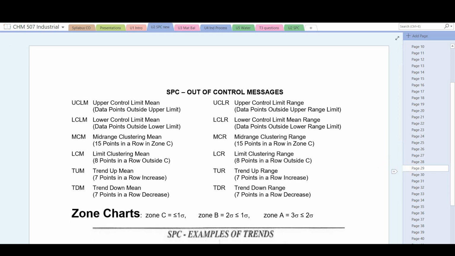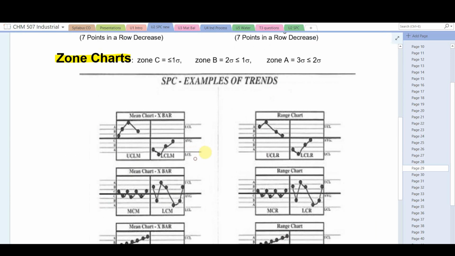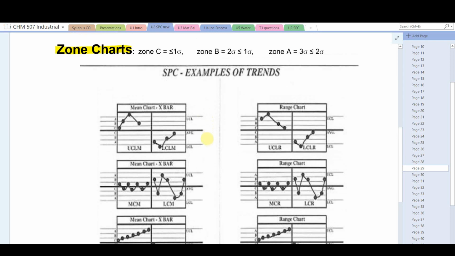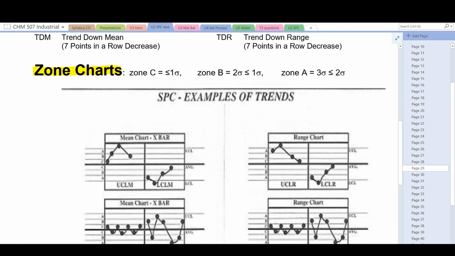Page 29. I want to show you a variation of control charts. These are called zone charts. In a zone chart, and I have, by the way, 2, 4, 6 zone charts, mean zone charts on the left, and I have 6 range zone charts on the right. And in these charts, the region between X bar and 1 sigma is called zone C. So C is near the center. The region between 1 sigma and 2 sigma is called zone B. And the region between 2 sigma and 3 sigma is called zone A.